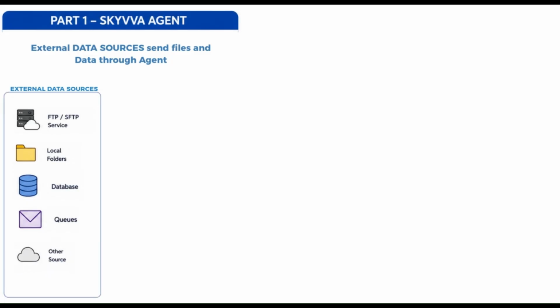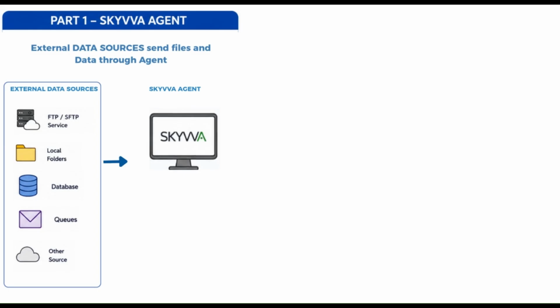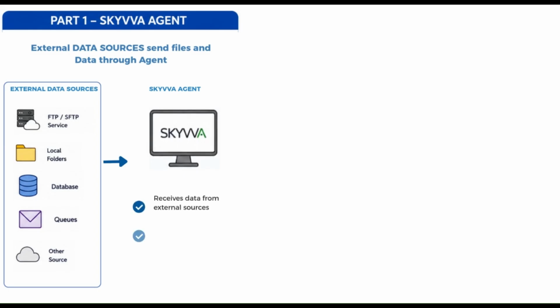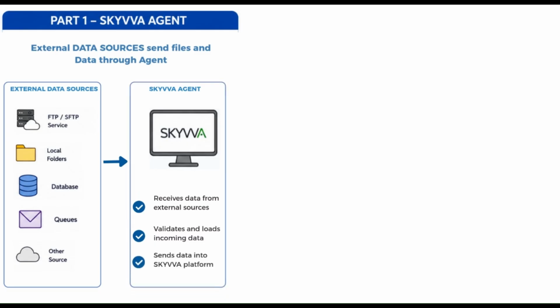Part 1, SKYVVA Agent. The external data sources send files and data through agents. The external data sources, such as FTP/SFTP servers, local folders, databases, queues, and other sources, send files or data to the SKYVVA agent. The agent receives, validates, and forwards this data into the SKYVVA platform for further processing.